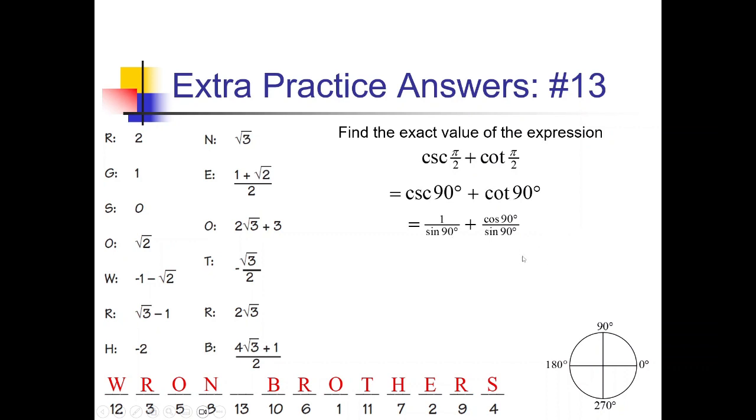So converting these to special values, sine of 90 up here, that's the y value up there, that's 1. So we have 1 over 1. Cosine of 90 is 0. That's the x value there. Sine of 90 again is 1, so this is plus 0 over 1. So we basically have 1 plus 0, which is just 1 after all that. So that's G going in spot 13.